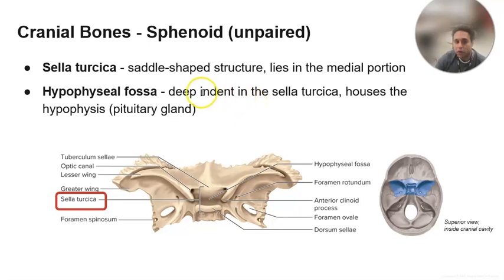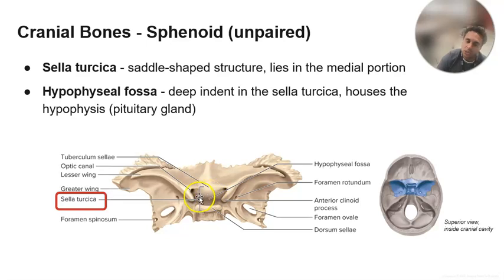Next, we have something called the sella turcica. So this window over here, we call this the sella turcica. It looks like a saddle, so it's a saddle-shaped structure. It lies in the medial portion. The reason why we want to mention this is because within this sella turcica, we have a fossa. A fossa is more like an indentation, or like a bowl-looking area. So this is a deep indentation in the sella turcica, and the reason we mention this is because this hypophyseal fossa is where the hypophysis, or the pituitary gland, would actually sit.